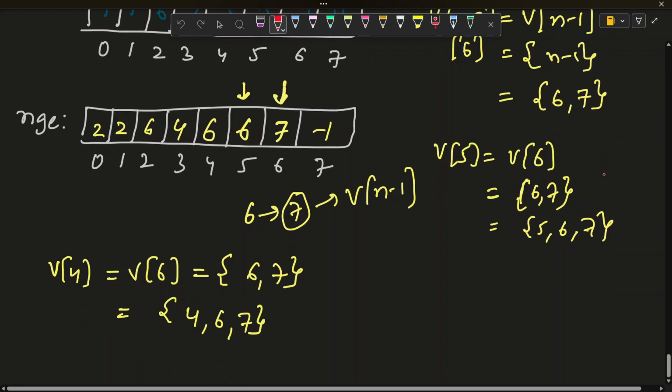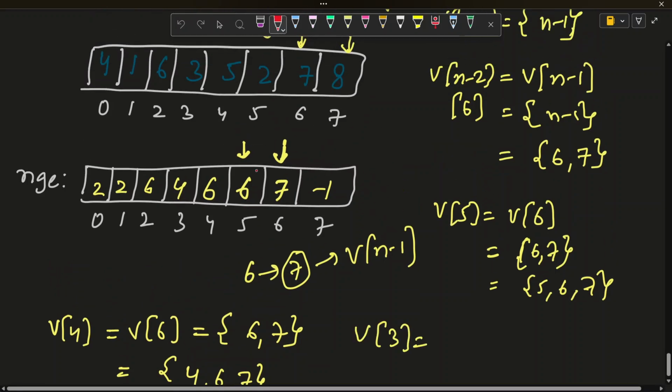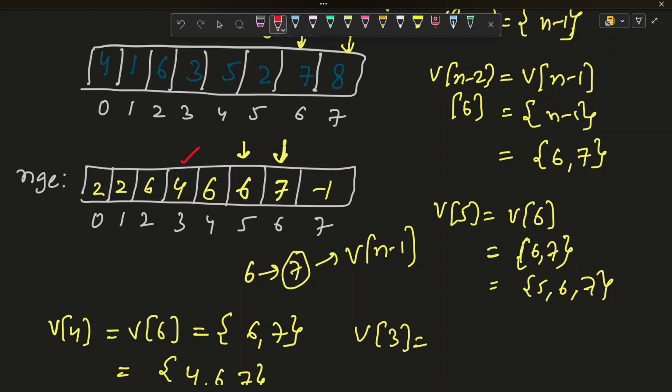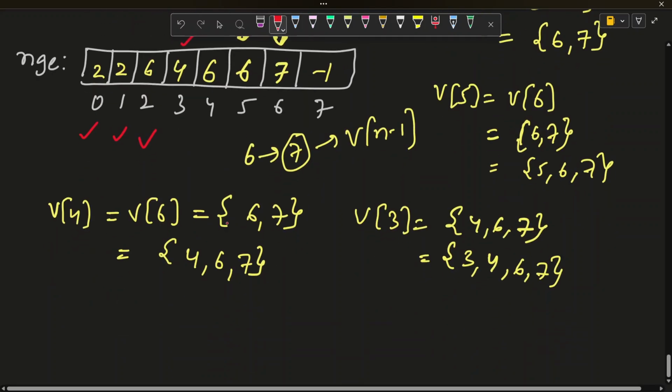Yeah. And then let's calculate the V of 3. For 3, the next greater element is the fourth index. That means I can go to 4, 6, 7, and also I can reach 3 also. So 3, 4, 6, 7. In a similar manner, I can build the V of 2, V of 1, and V of 0, right?